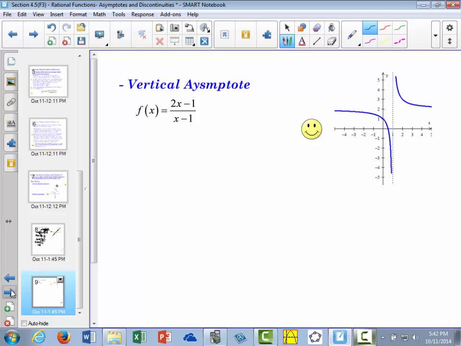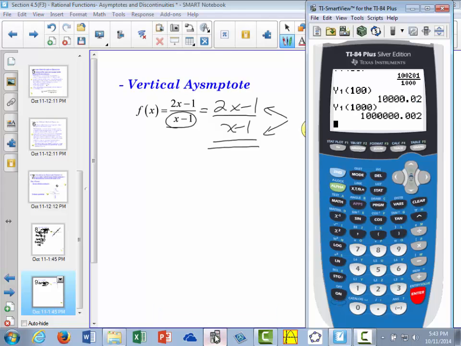Our other option is a vertical asymptote. And here, we look again at when the denominator is equal to 0, but we see that in this case, 2x minus 1 over x minus 1, there's no common factor to remove this problem at x equals 1. So it creates instead a vertical asymptote. And we examine its behavior as x gets closer and closer to the value that makes our denominator 0, or in this case 1. So let's plug this into our calculator.